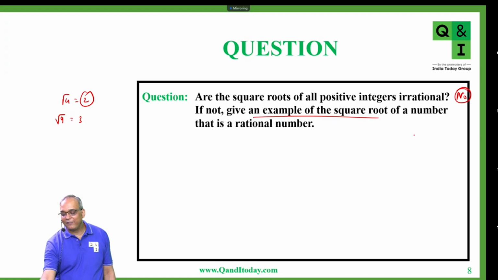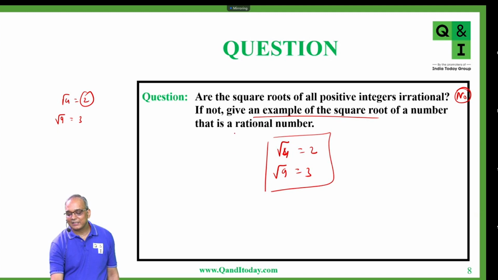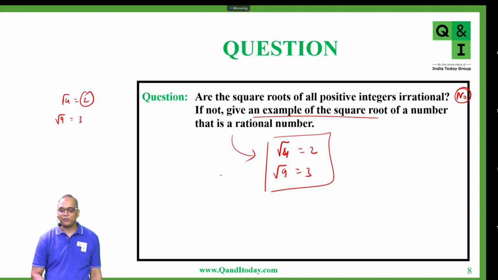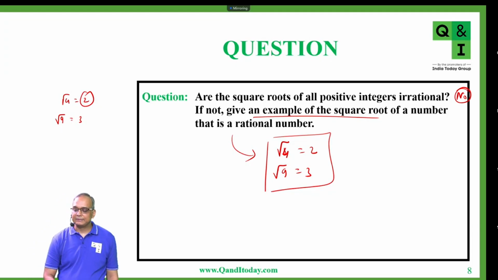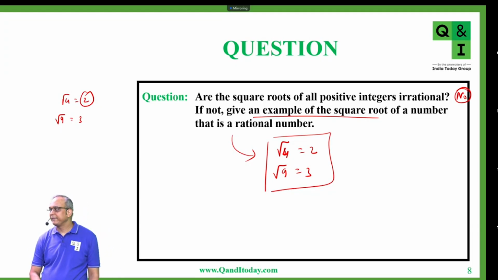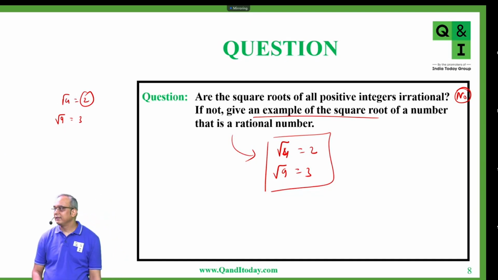And if not, give an example of the square root of a number that is a rational number. So square root of 4 is equal to 2 and square root of 9 equal to 3. These are the two examples where the square root of a number is a rational number. Clear? Is it clear, students? Shall I move ahead? Okay.